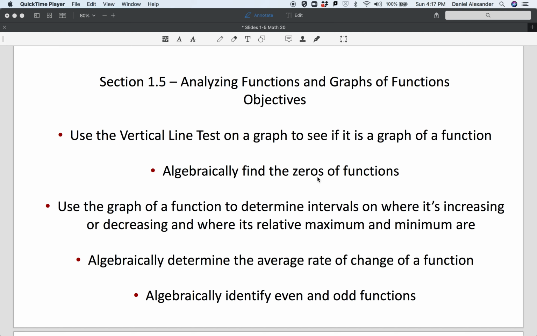We want to algebraically find the zeros of functions. We want to use the graph of a function to determine the intervals where it's increasing or decreasing and where its relative maximum and minimum are, and we'll go over all that. We also want to algebraically determine the average rate of change of a function between 2 points, and algebraically identify both even and odd functions.